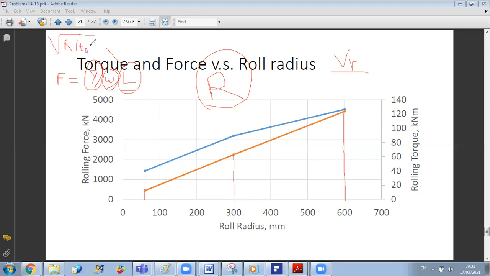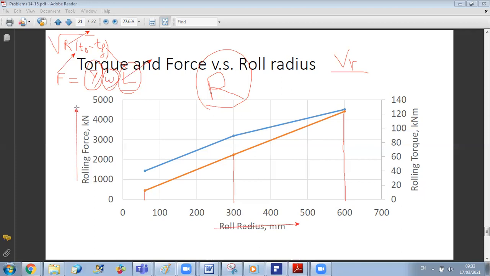So when we increase the radius, what will happen to the force? When we increase the radius, the contact length will increase and the force will increase. This is why, as expected from the calculation, when you increase the radius, the rolling force will increase.